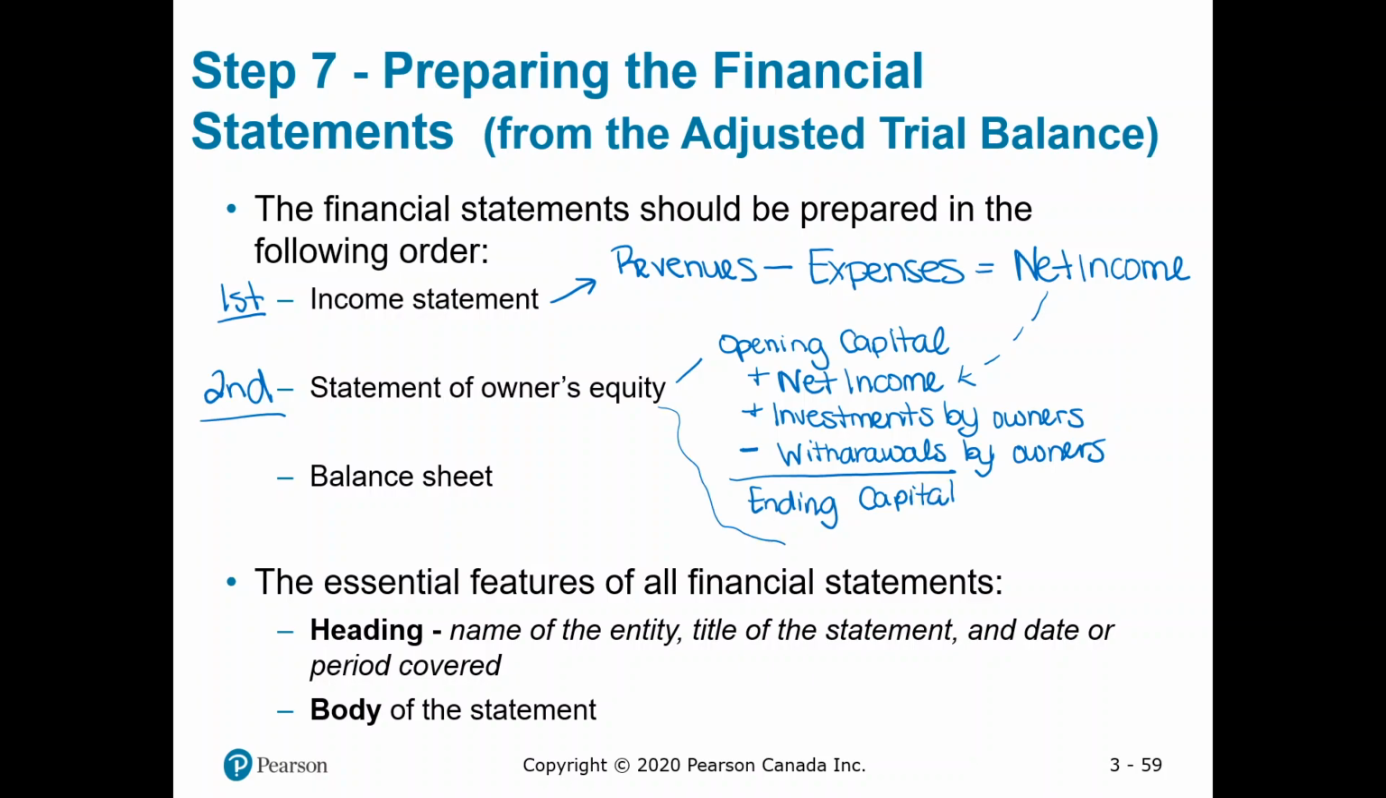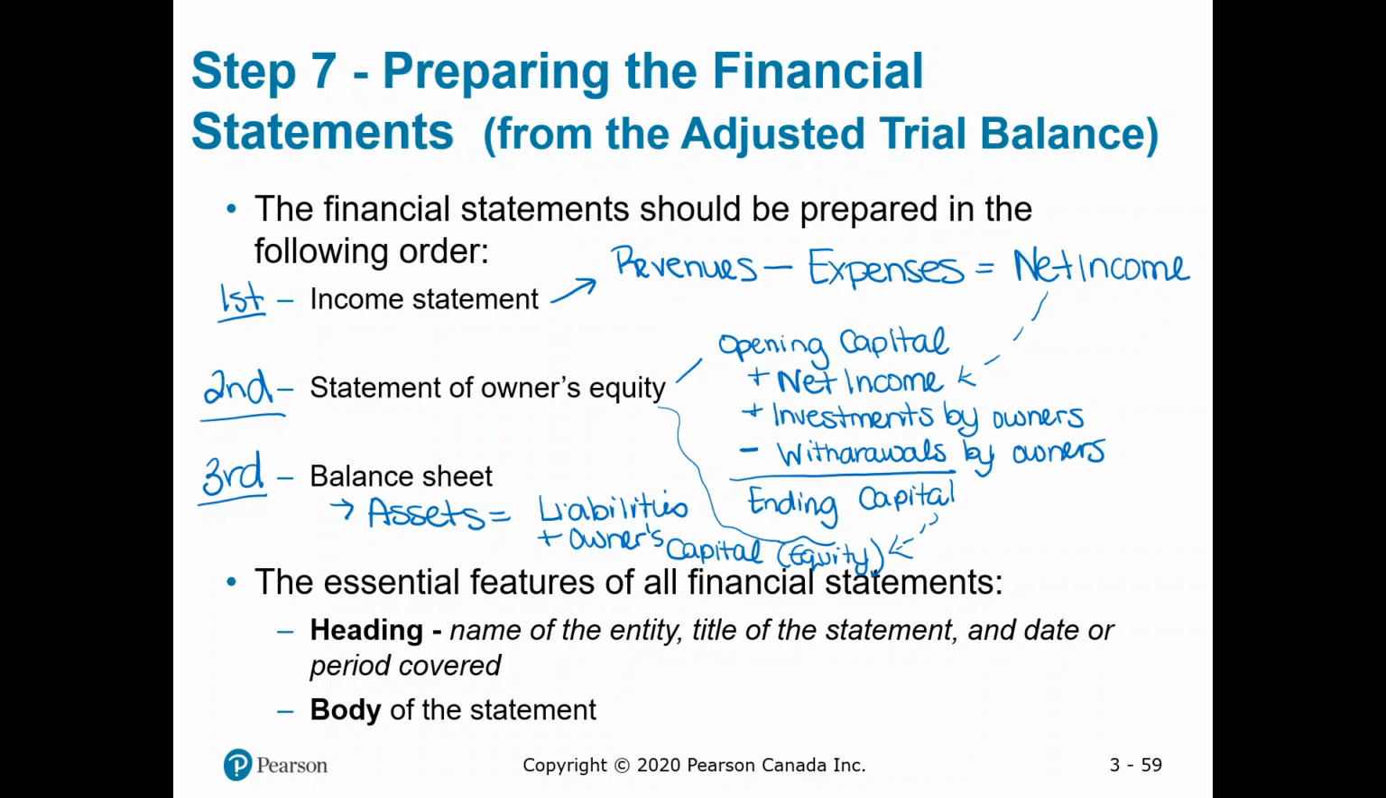And then third, we prepare the balance sheet, which lists our assets, and it follows the accounting equation. So it's our assets equal our liabilities plus the owner's equity, or this owner's capital. And that is this amount. So that is why we need to prepare the statement of equity first, so we can use that on our balance sheet.